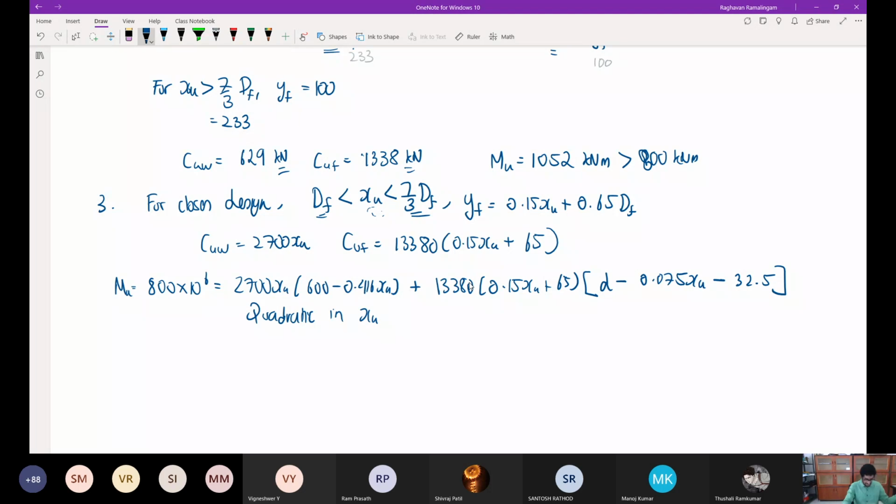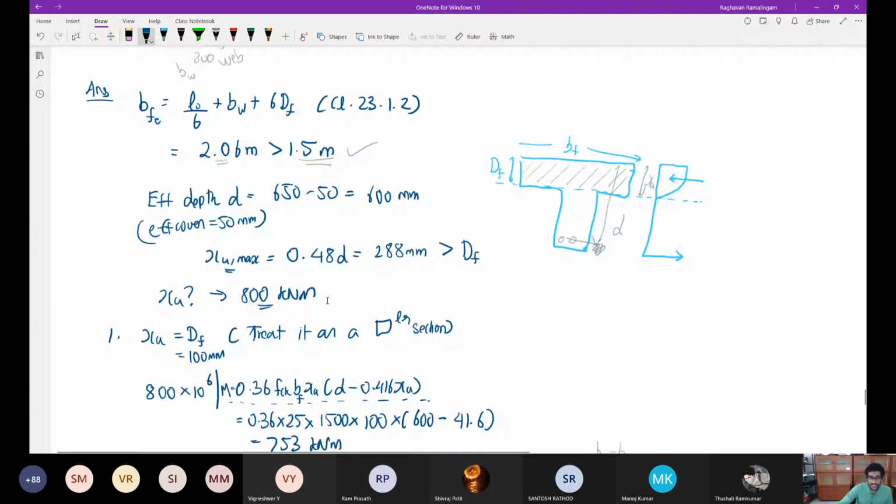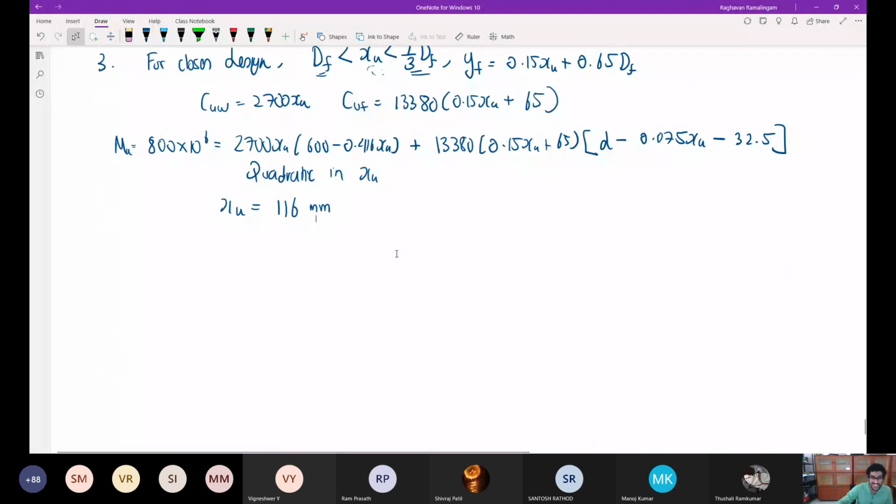So assuming that we do all that, finally we end up with XU. You find out XU, you find out that it is equal to 116 mm. Okay, it comes as 116 mm. Just check that it is under reinforced. What was XU max? XU max is 288. It's very much under reinforced. No issue. It's very much lesser than XU max. So therefore, under reinforced.